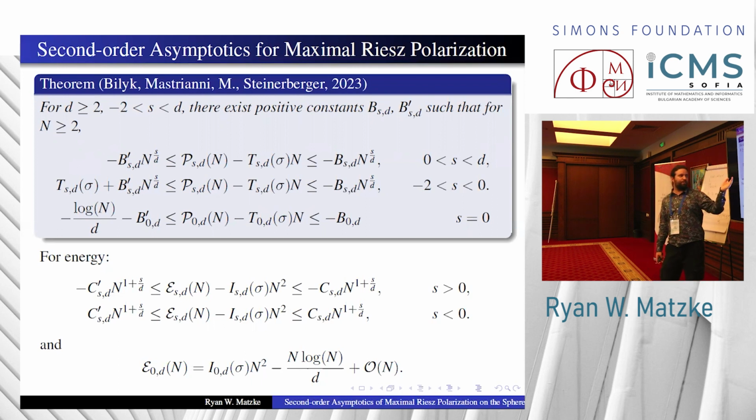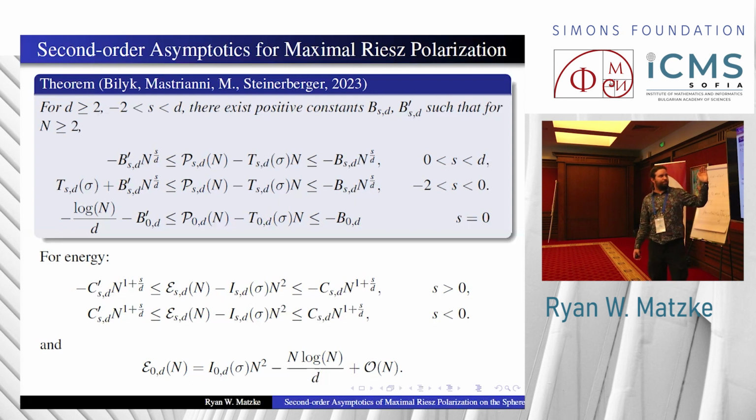So in the logarithmic case, instead of just having a negative constant, we have a negative log n term. And in the case where S is negative, we have a negative constant and then a positive term of order n to the S over D. What we believe is that these upper bounds are the correct order and sign for the second order asymptotics. And a bit of that reasoning will show up a bit later in the talk.